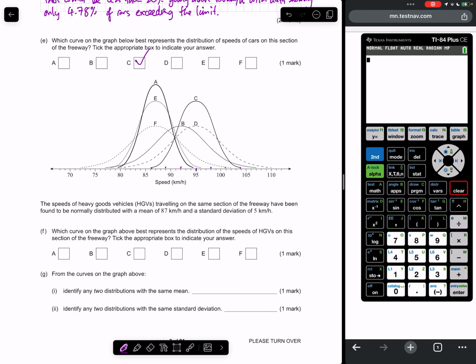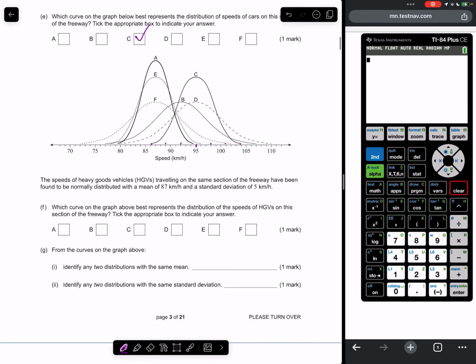The speeds of heavy goods vehicles travelling on the same section of freeway are normally distributed with a mean of 87 and a standard deviation of 5. Which curve on the graph above represents the distribution of speeds? So let's put a 85. 87 is the center, standard deviation of 5. 1 standard deviation, 1, 2, 3. 2 standard deviations, 1, 2, 3, 4.